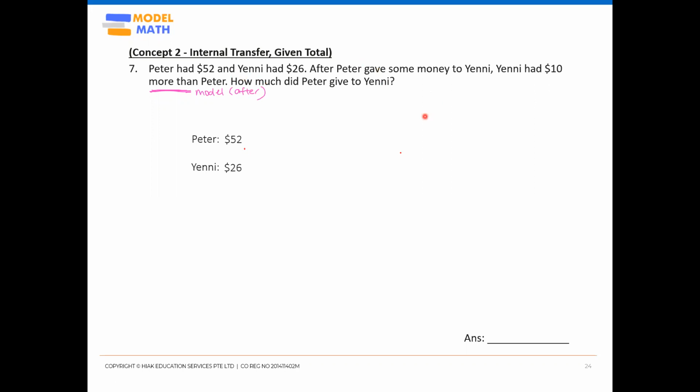Now, Peter is going to give some money to Yenni, so that's the change. We're going to draw an arrow to show Peter giving to Yenni. Now, if Peter gives away money, his money will decrease. But we don't know decrease by how much. We will never know that at this point. So we just put a minus question mark for Peter. Whereas for Yenni, she's the one receiving the money. She received from Peter, so it's an increment. So it's a plus question mark. These two question marks have exactly the same value since it's Peter giving to Yenni.